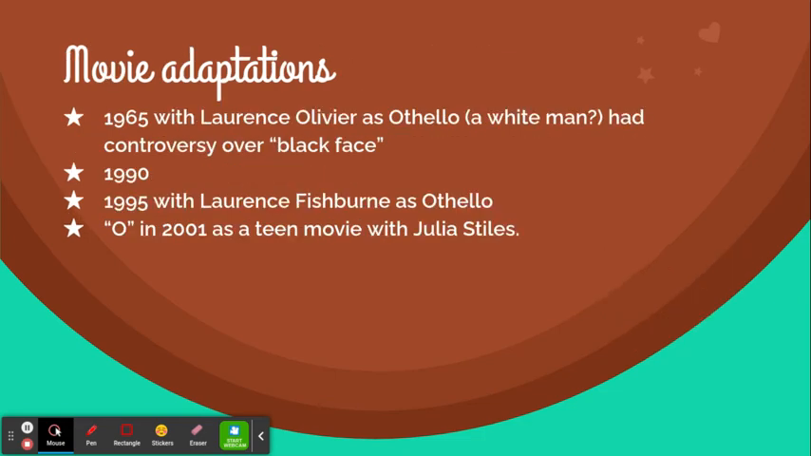All right, so there are four movie adaptations. There's a 1965 version, which is kind of controversial. It has Laurence Olivier as Othello, and he is a white man playing a black character. And so he uses blackface to be Othello. There's lots of controversy over that, and I don't really understand why they would do that. I guess in 1965 things were different, but the concept that they used a white person to play Othello is kind of crazy to think about.